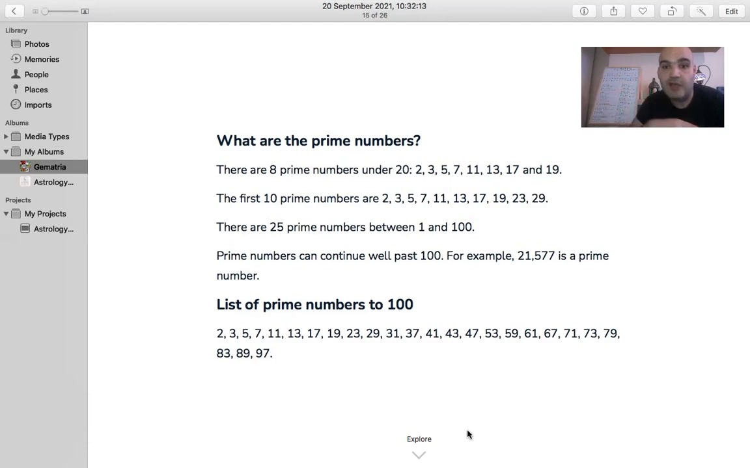You can do 5 times 1 or 1 times 5 equals 5. You can't do 2 times 3, that can't equal 5, and 2 times 2 can't equal 5. So these numbers can only be divided or multiplied by themselves and 1.